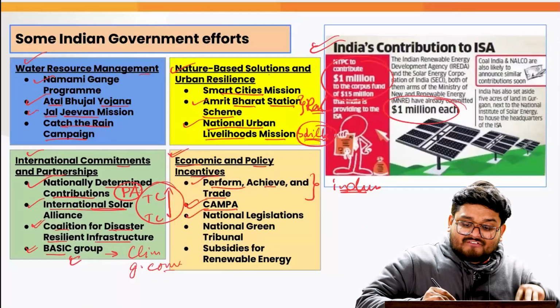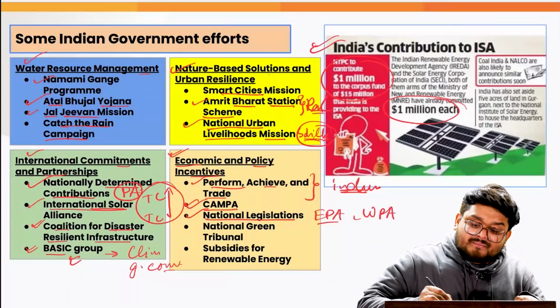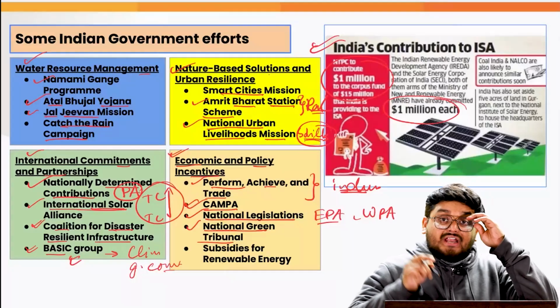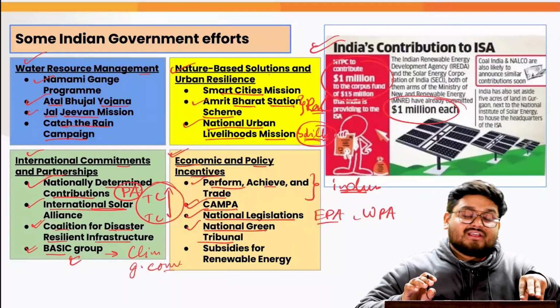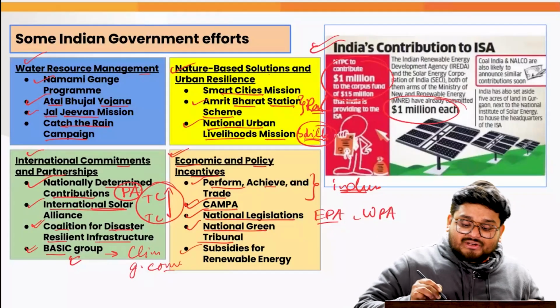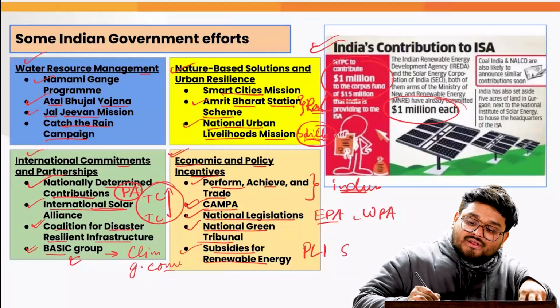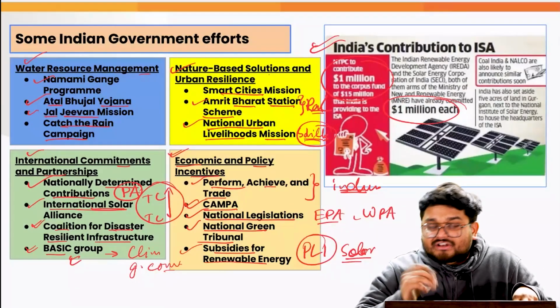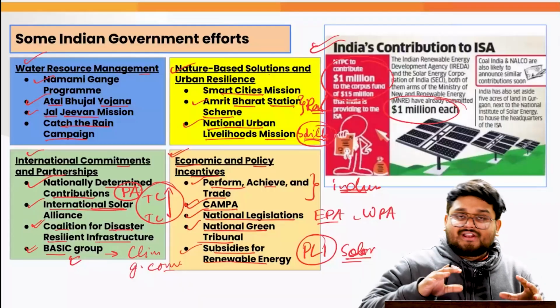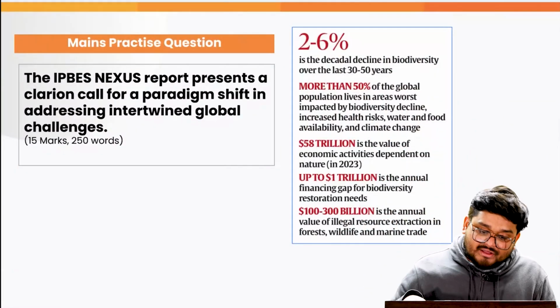Next, we have various national legislations, the Environmental Protection Act and the Wildlife Protection Act, right? Alongside, we have the National Green Tribunal, which is adjudicating various cases with reference to environmental violations. Also, finally, we have subsidies for renewable energy. For example, we have the PLI scheme for solar PV module production in the country. So these are all the various efforts that the government of India is putting in for management of the same.